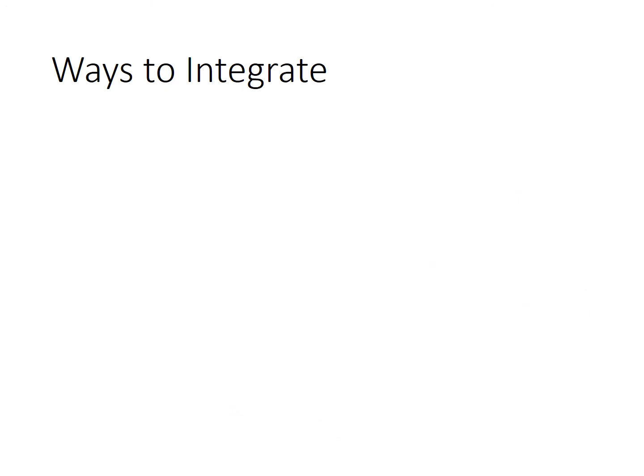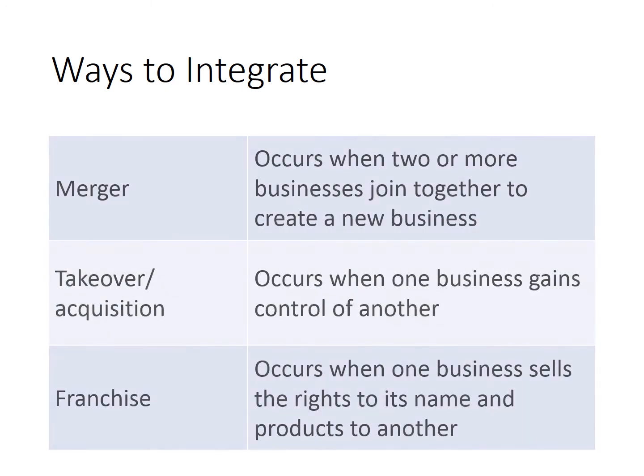There are different ways to integrate. So we have a merger, where there's a mutual coming together of two businesses. There's another video that explains in the key terms a few mergers. But the key thing about a merger is it's mutually beneficial. Both companies agree to it, and it's everything split 50-50.